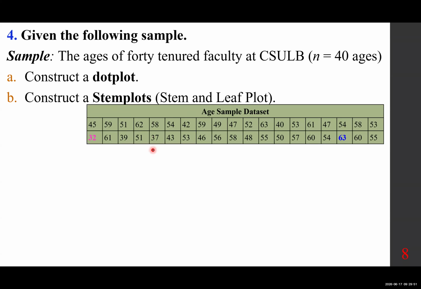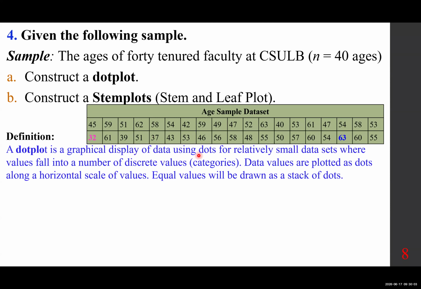Definition. A dot plot is a graphical display of data using dots for relatively small data sets where values fall into a number of discrete values or categories. Data values are plotted as dots along a horizontal scale of values. Equal values will be drawn as a stack of dots. So that's the definition of a dot plot.